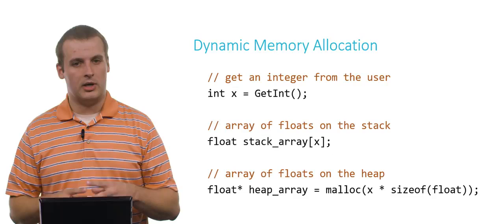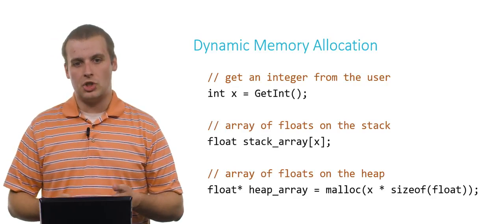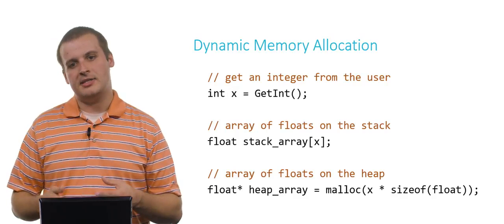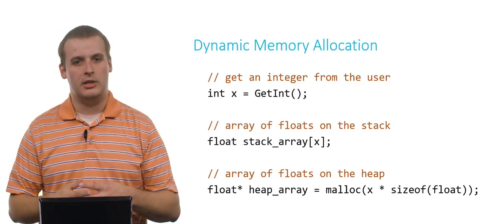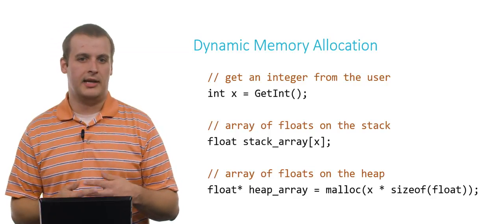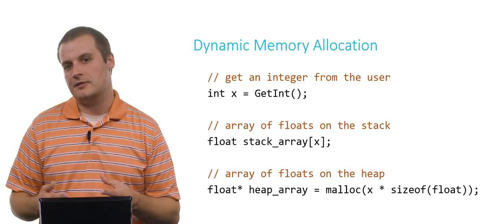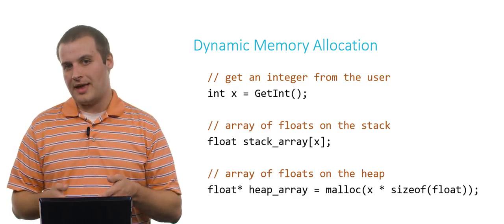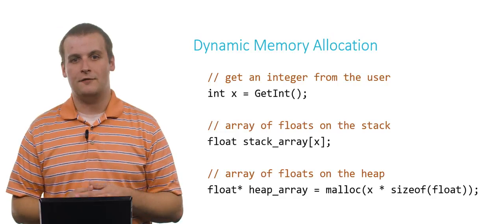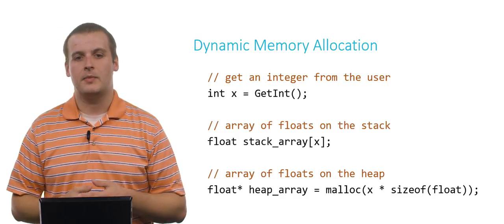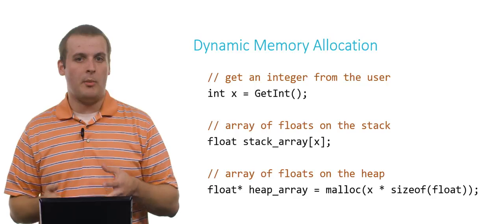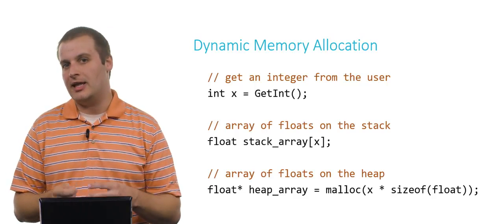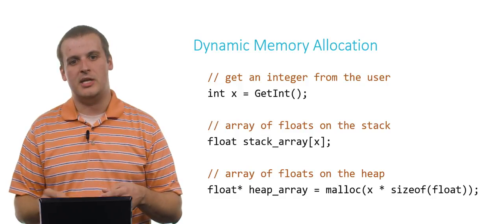The syntax might look a little more cumbersome, but we can say float star heap array equals malloc x times the size of the float. I need enough room to hold x floating point values. So say I need 100 floats or 1,000 floats. In that case, it would be 400 bytes for 100 floats, or 4,000 bytes for 1,000 floats, because each float takes up 4 bytes of space. After doing this, I can use the square bracket syntax on heap array just as I would on stack array. I can access its elements individually using heap array 0, heap array 1.